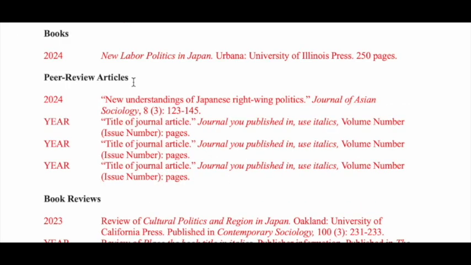The first section after books should be your peer review articles, just a very simple formatting here. So the name of your article, the journal that you published in, the volume and issue number, as well as the page numbers. Some people also include a little bit of a link to the article if you'd like. You don't have to, but you can do that as well.